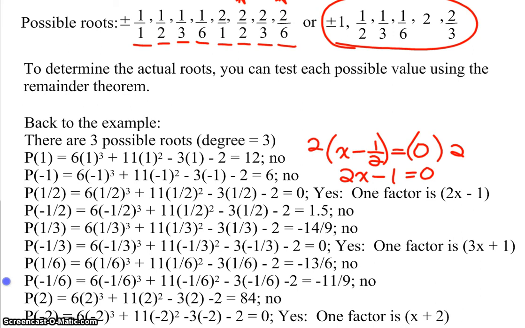The same situation worked when I worked with negative 1/3. I had x plus 1/3 equaled 0, so I multiplied both sides by 3 and got 3x plus 1. You can see from here that the three possible roots from the degree of 3 were, or three factors were, 2x minus 1, 3x plus 1, and x plus 2. The actual roots were 1/2, negative 1/3, and negative 2.